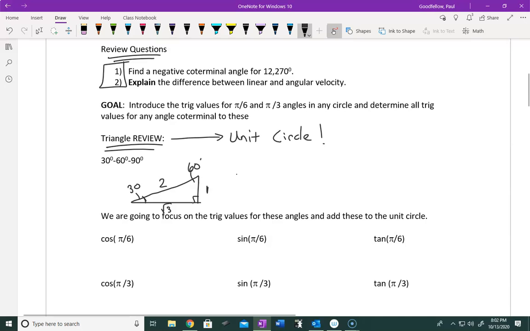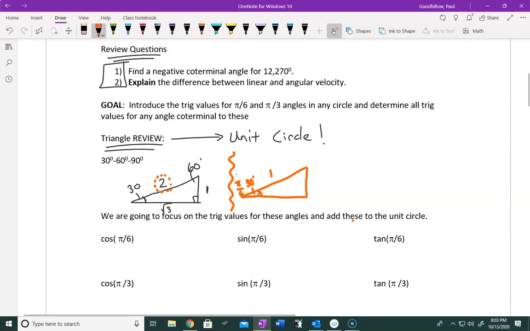Now, that is a good place for us to start, but the problem that I have with that particular triangle is the fact that the hypotenuse in this case is 2. But since it fits in a unit circle, I want to make the hypotenuse 1 in terms of its size. Also, I want to think about the fact that this 30-degree angle, I will call it 30 degrees, that's fine, but it has a radian amount associated with it, which is pi over 6.